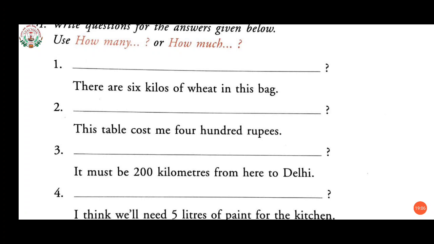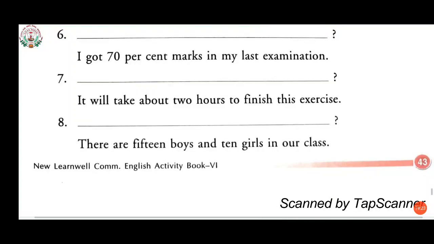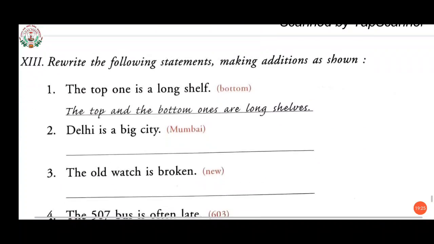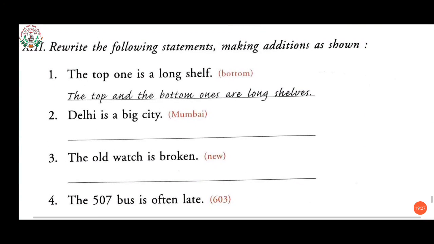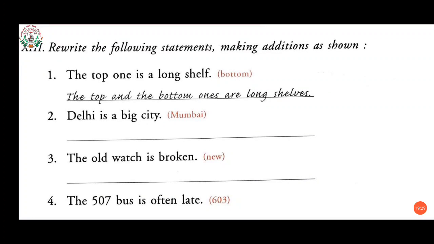Then second is this table cost me 400 rupees. So you will use how much or how many. Here also you will use how much. How much did this table cost you? So likewise till 8, try to do it on your own, and if not you will get the PDF. Just do it from there.